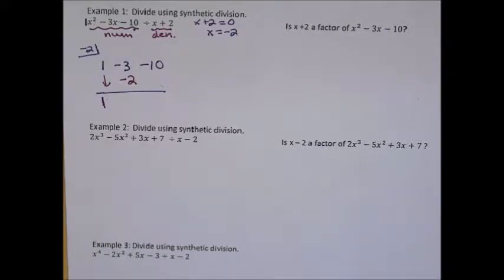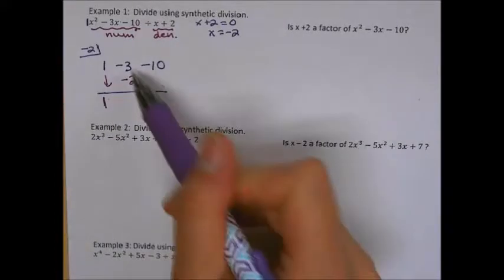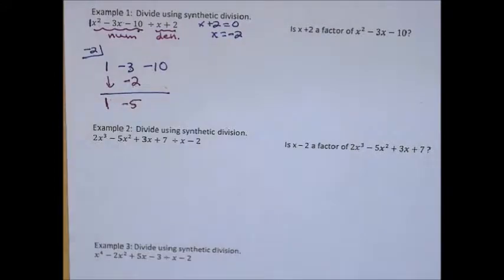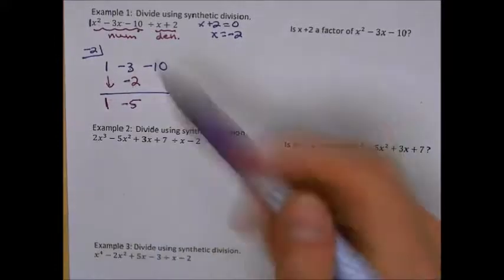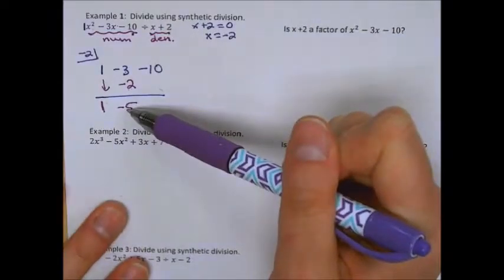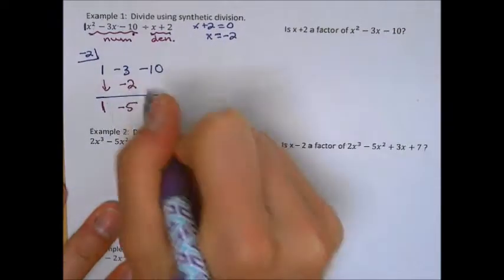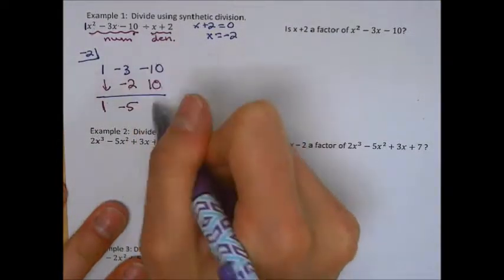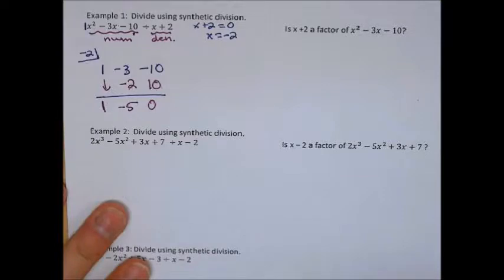Step 4, look up at step 4. Add the two numbers together and write the result in the bottom row. Adding these together, I get negative 5. Repeat steps 3 and 4 until we reach the end. So step 3, number in the box, times the number below. Negative 2 times negative 5 is positive 10. Step 4, add these together and I get 0.